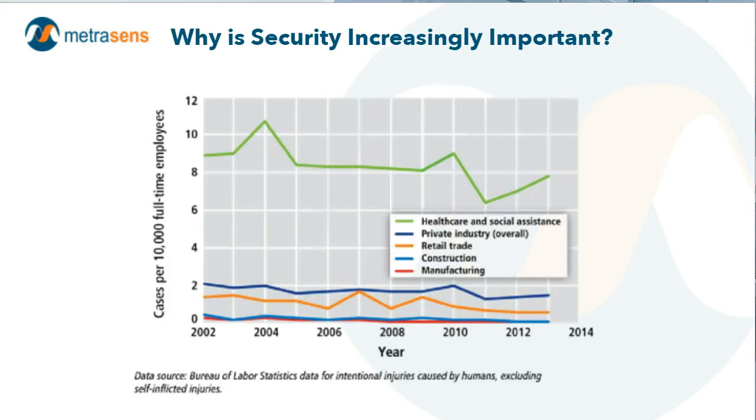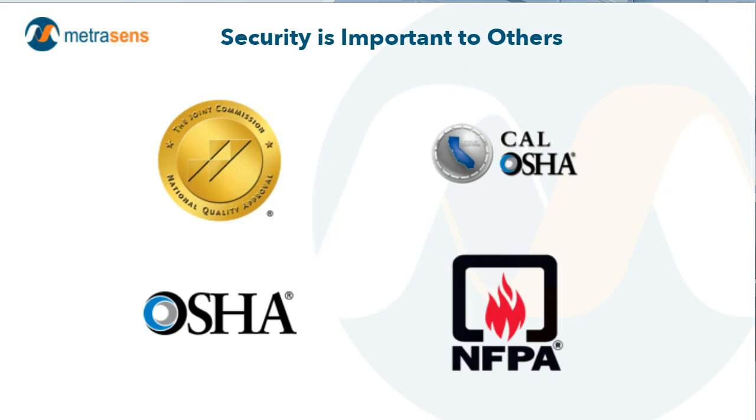Alternatively, why is security increasingly important? Again, this is not new to most of us, that healthcare workers are at much higher risk of violence than any other occupation in the United States, short of corrections officers and police officers, and sometimes we rate right up there with those folks as well. So it's really an increasingly important problem.